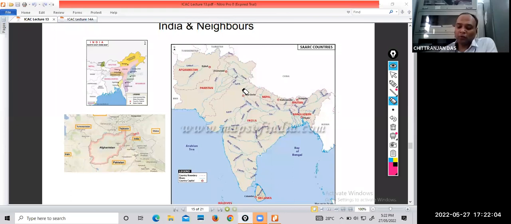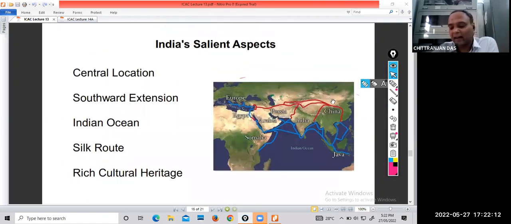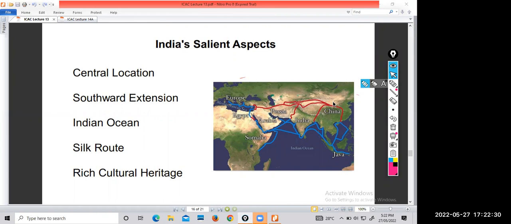Okay, so this is about India and its neighbors. Let us now come to some of the salient aspects of India. You can see that in the Indian Ocean, India has a central location. Do you feel or not that India has a central location in the Indian Ocean region? Yes or no? Yes, sir.